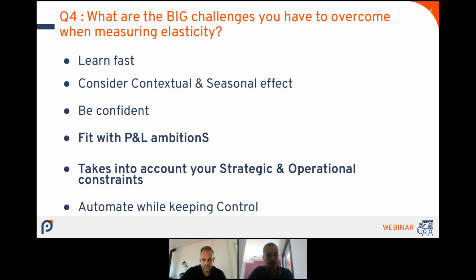The fifth challenge that we are trying to overcome is being able to leverage and consider your strategic and your operational constraints. We'll come back to that regarding, for example, dynamism. Dynamism is just one way to achieve the relevant price or not. We are not doing dynamism for the sake of doing dynamism.